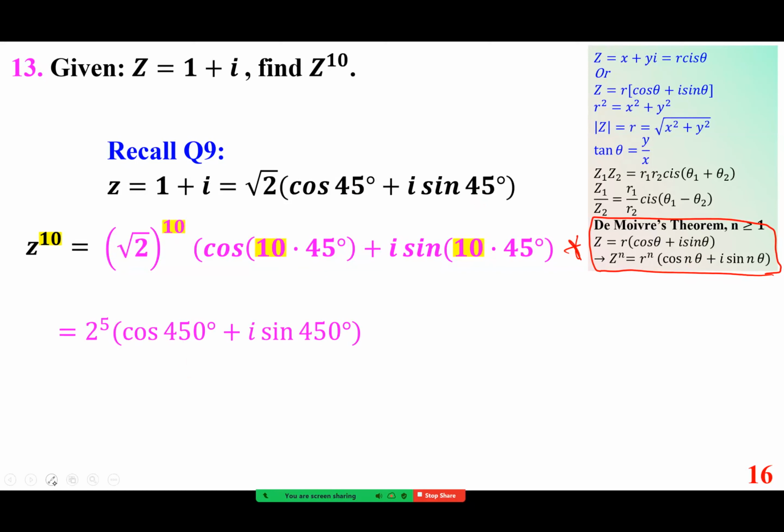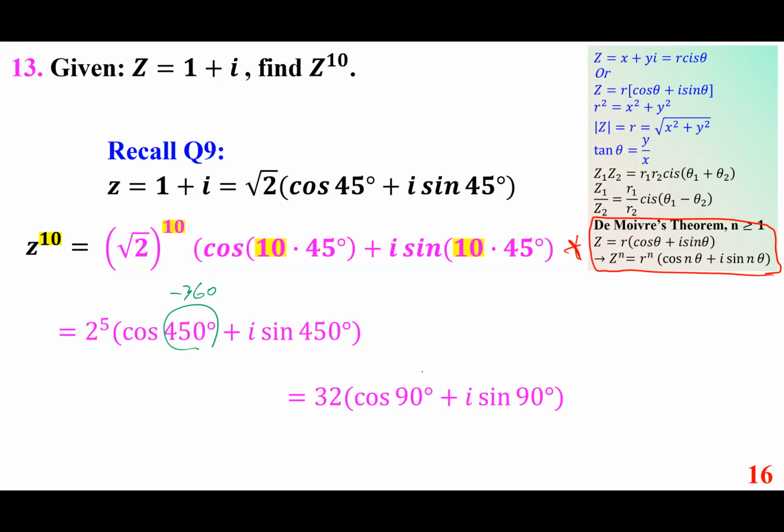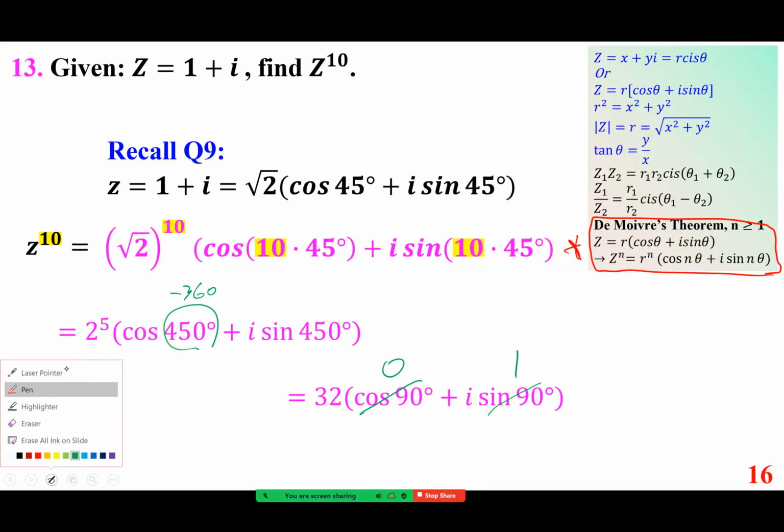450, let's subtract 360. It's the same thing. Let's go with just the first revolution. So it becomes 90 degrees, right? Cosine of 90 is 0. Sine of 90 is 1. So 32i.